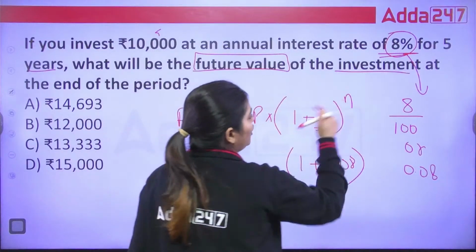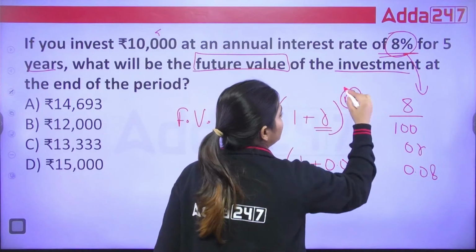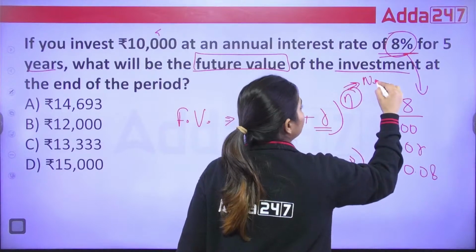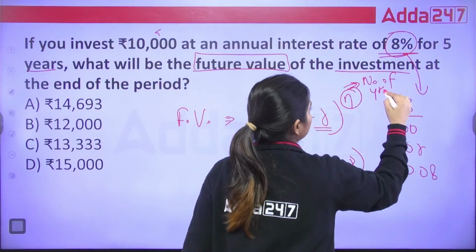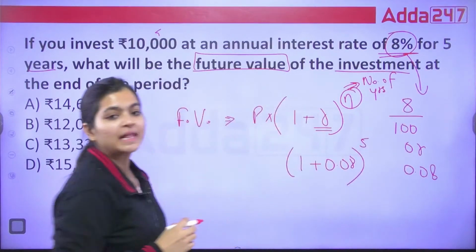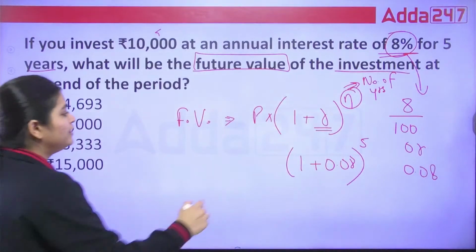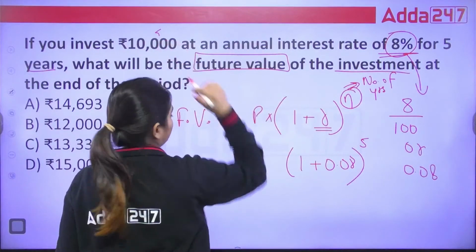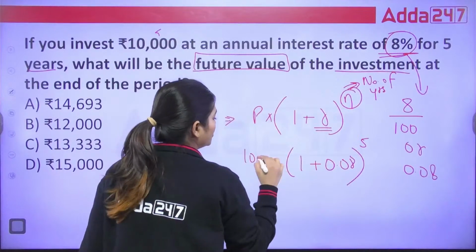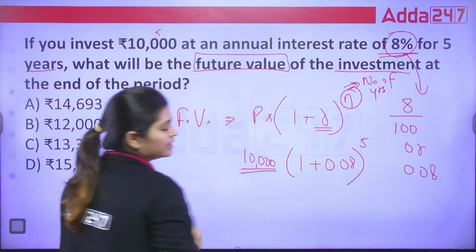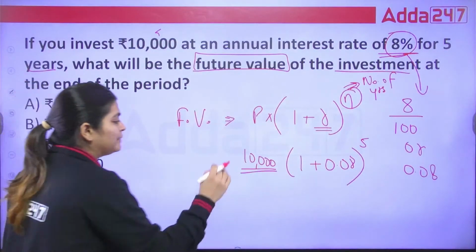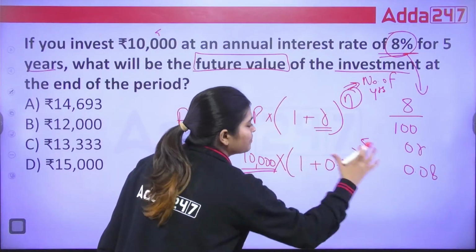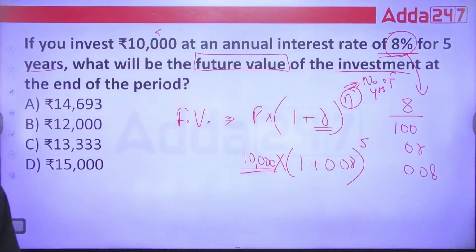And what is your n? N is your number of years, that is your 5. And what is your amount of investment? That is your 10,000. So you need to multiply this 10,000 with this value. So how to calculate this?